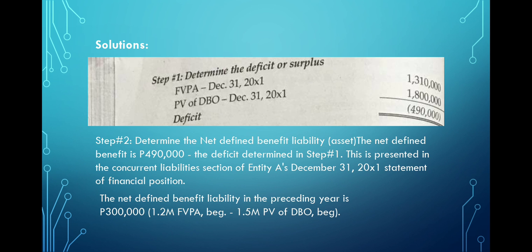Step number 2, determine the net defined benefit liability asset. The net defined benefit liability is 490,000, the deficit determined in step number 1. This is presented in the non-current liability section of Entity A's December 31, 20X1 statement of financial position. The net defined benefit liability in the preceding year is 300,000 pesos, 1.2 million FVPA at the beginning, minus 1.5 million PV of DBO at the beginning.